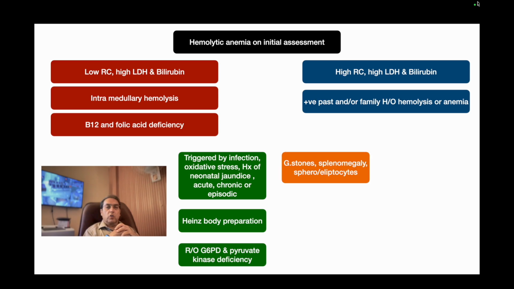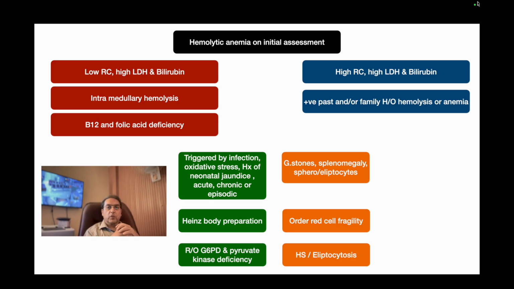If the patient has gallstones, splenomegaly, spherocytes or elliptocytes, order a red cell fragility test. If this is positive, this is hereditary spherocytosis or elliptocytosis. Generally, these are benign conditions, particularly elliptocytosis.